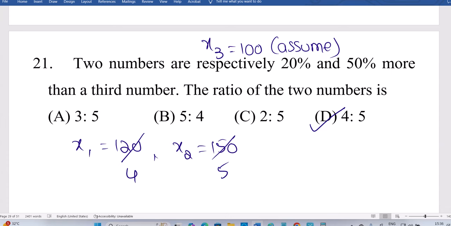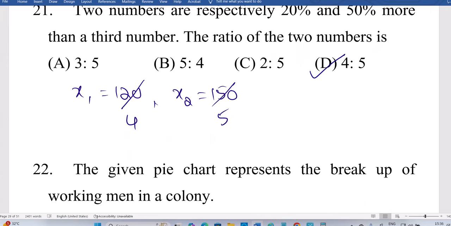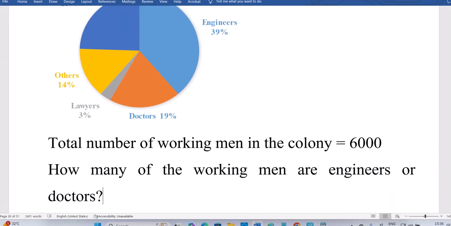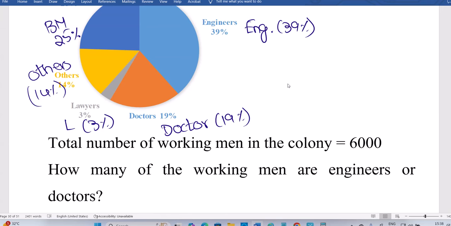Next one. Data interpretation, 2 to 3 questions. Data interpretation, every set we have 2 to 3 questions. Now this is regarding pie chart. Pie chart, total number is 6,000. See, question says that the total pie chart is related to working men in colony, 6,000 people.